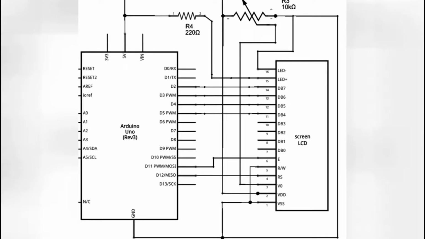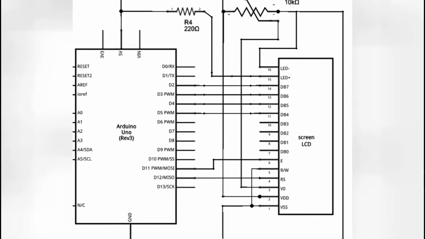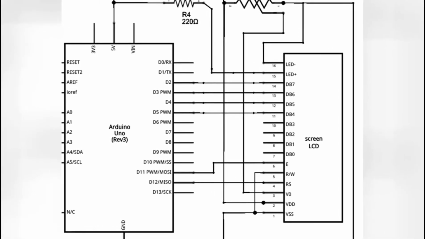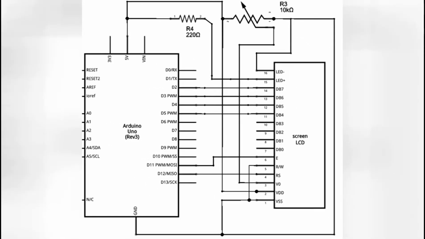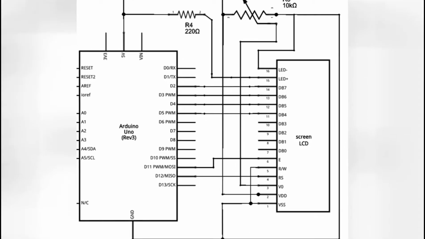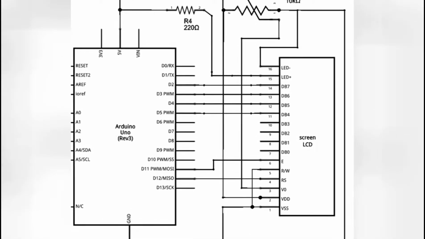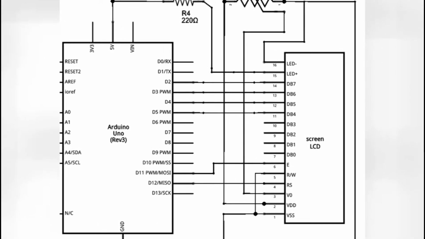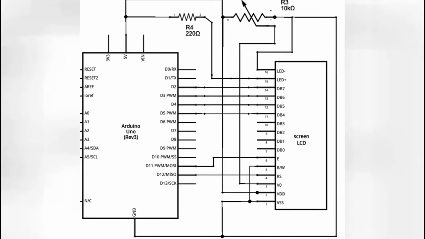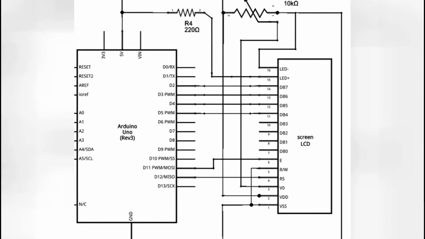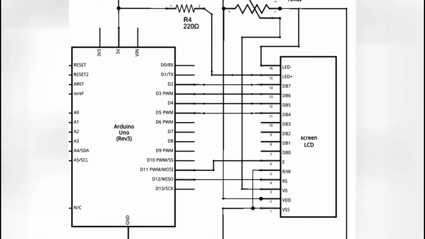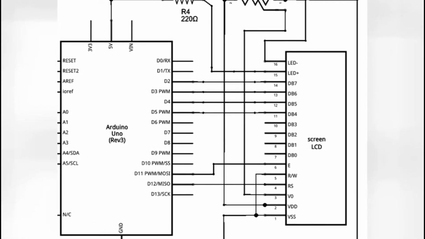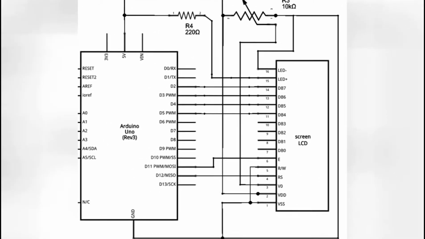Let me explain about this circuit diagram. The variable resistor R3, which is of 10 kilo ohms, its function is to control the contrast of the LCD display. And in the LCD display, you see pin number 15 and pin number 16, that is LED plus and LED minus. Its function is for the backlight of the LCD display. And in this figure, you will see a resistor R4 is connected to LED plus to limit the current while applying 5 volts to LED plus.